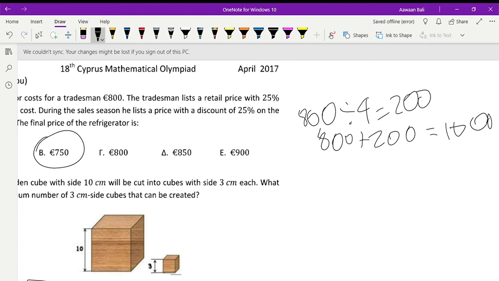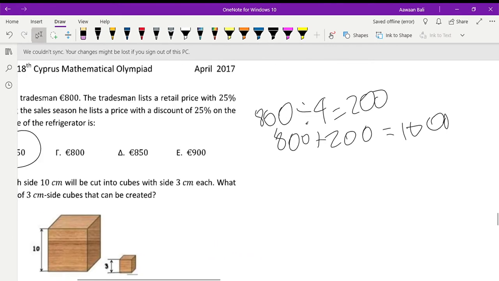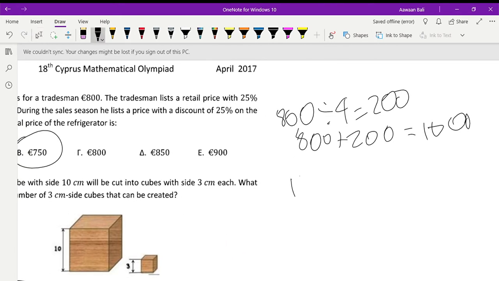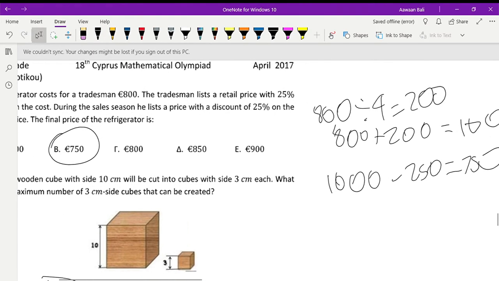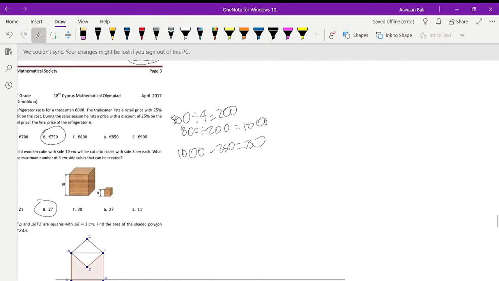Now it says a discount of 25%, which means it's less. So 25% of 1,000 is 250. So 1,000 minus 250 is 750. So €750. However, there's another way to do this using an equation.